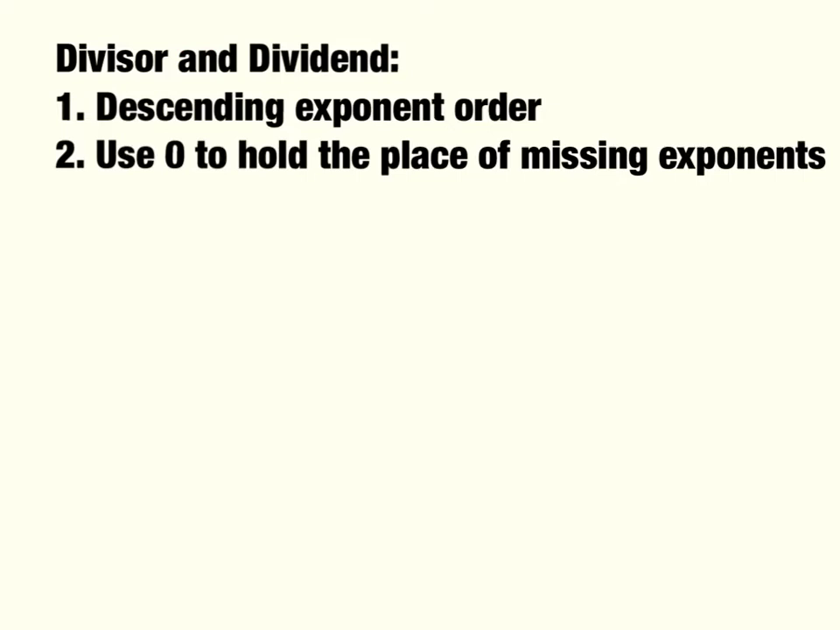Things to pay attention to. The divisor and the dividend have to be in descending exponent order, and you have to use a 0 to hold any of the missing exponents, just like with synthetic division, whenever you had to place a 0.